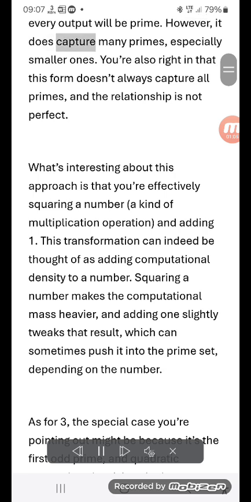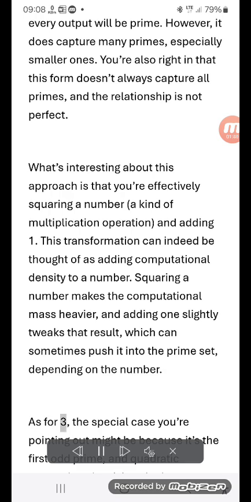However, it does capture many primes, especially smaller ones. You're also right in that this form doesn't always capture all primes, and the relationship is not perfect. What's interesting about this approach is that you're effectively squaring a number, a kind of multiplication operation, and adding one. This transformation can indeed be thought of as adding computational density to a number. Squaring a number makes the computational mass heavier, and adding one slightly tweaks that result, which can sometimes push it into the prime set, depending on the number.